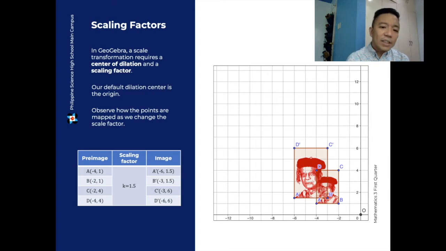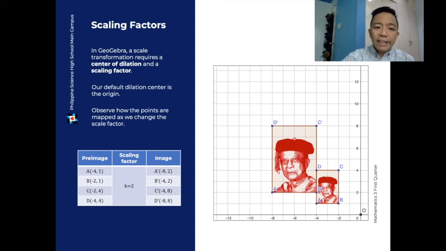Kung titingnan din natin yung coordinates, so negative 4, 1, naging negative 6, 1.5. Nagmultiply din tayo nung k. So, negative 4 times 1.5 is negative 6, and 1 times 1.5 is 1.5. You should see that for all the other points, yung 4 na points, lahat ng coordinates, para ma-map siya sa image, minultiply lang natin ng scaling factor natin na 1.5.